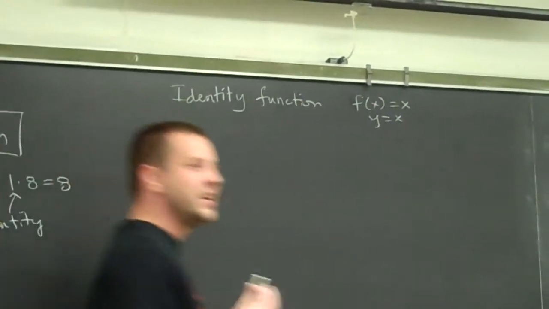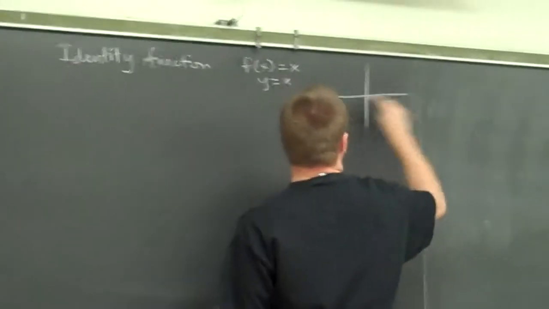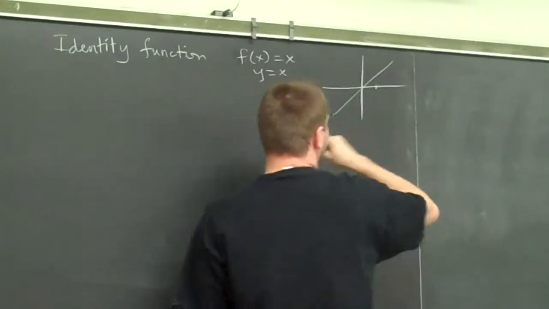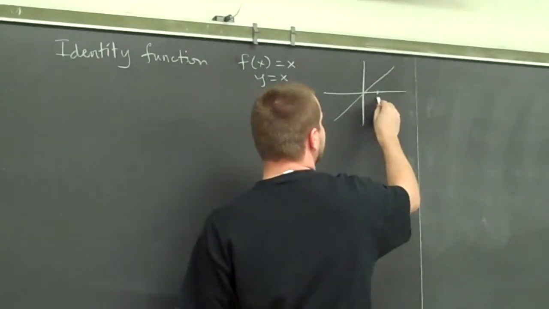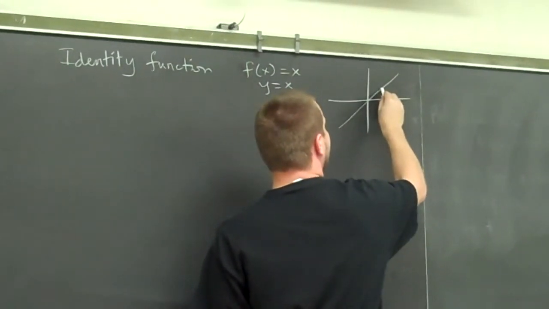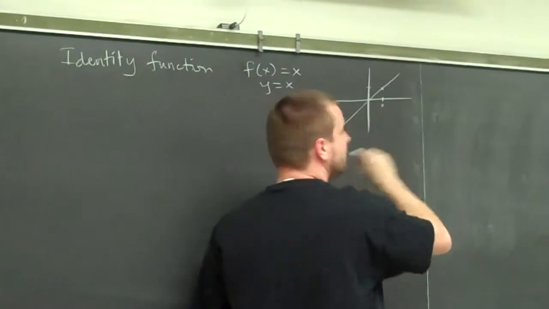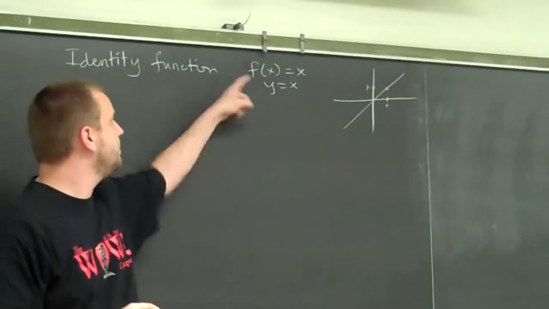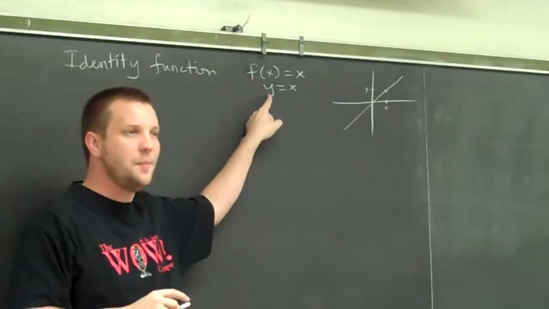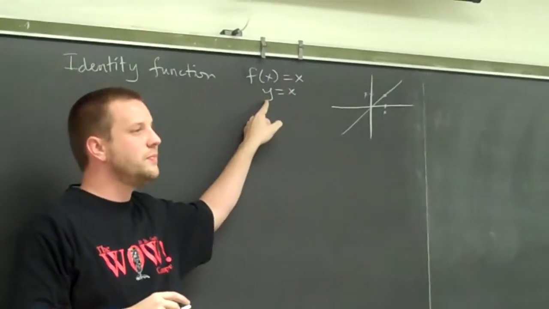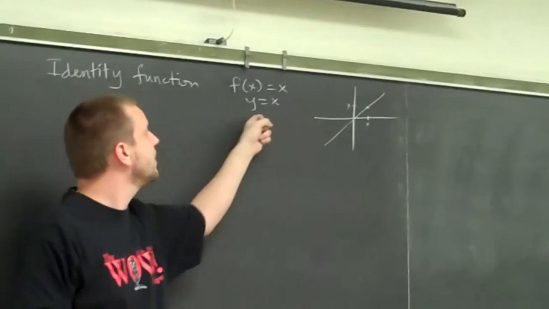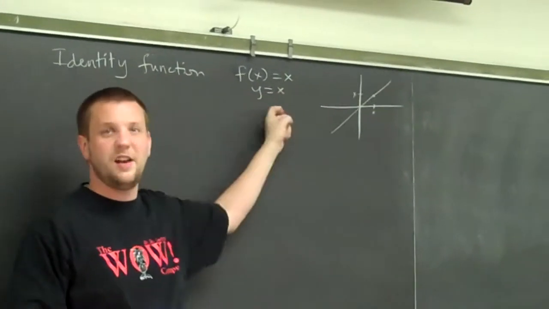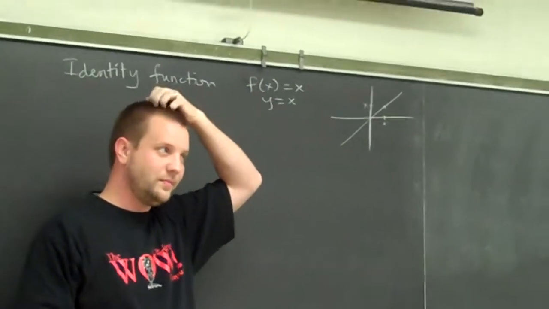Cool. Why is it the identity function? Well, when I go over here and I pick a value for x and plug that in, what value do I get back for y? The same one, right? It's the identity function because when I plug numbers into this function, I get the same number back for y. Okay? So the y equals x is my identity function. f of x equals x.